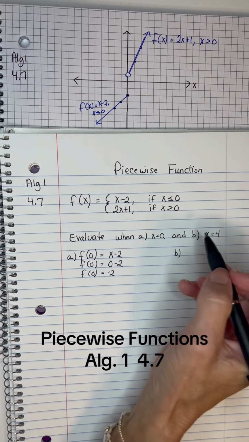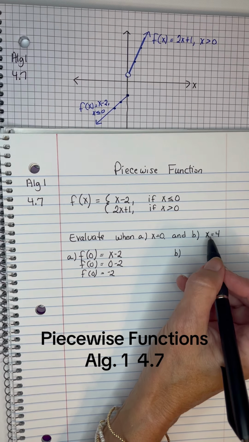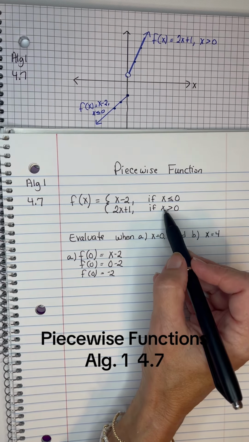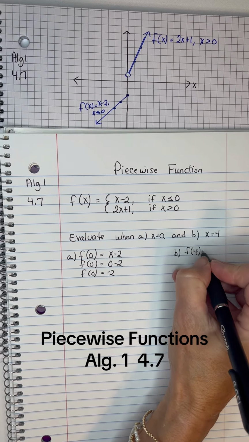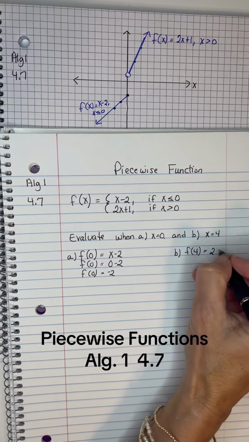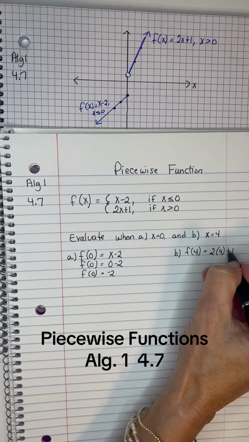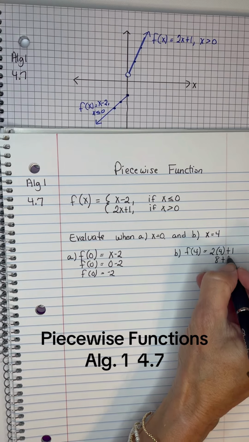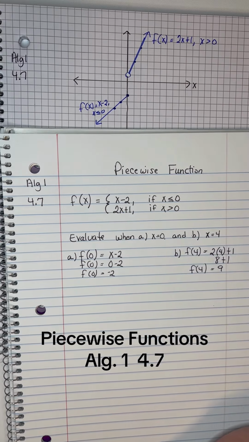And then they're asking you, well, what would your answer be if you have x is 4? Well, 4 is a positive number, and this one is the one we use for positive numbers. So I'm going to say f of 4 equals 2 times 4 plus 1. I'm using this formula here. And 2 times 4 is 8. And 8 plus 1 is 9. So f of 4 equals 9.